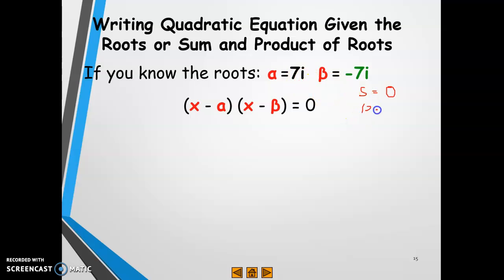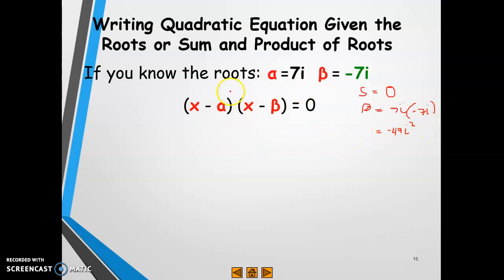0, because if you add them together, it will be 0. And then the product is, it should be 7i times the -7i. So basically 7 times 7, that's basically -49i squared, right? And then take note, you'll see later what is the value of i squared.